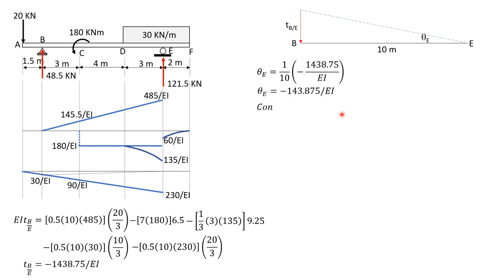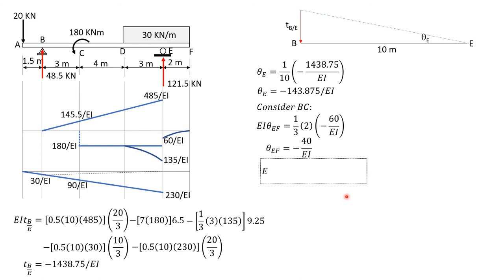Now let's consider EF. And let's compute EI theta EF. It is equal to negative 1/3 of 2 times negative 60 over EI, so negative 40 over EI for theta EF. So that means that from the tangent at E to the tangent at F, the rotation is clockwise because of this negative sign. Then EI times the deviation of F relative to the tangent at E is 1/3 of 2 times negative 60 over EI, then the distance is 1.5.